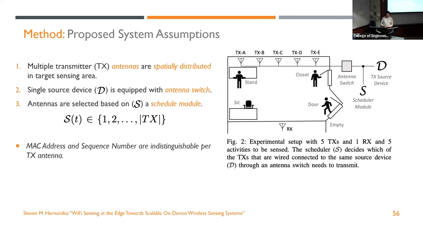Now, because we're using a single source device, the MAC address is exactly the same no matter what antenna we're using. The sequence number of the actual frame, the actual packets that are transmitted, is indistinguishable. So nothing is special about this system that would make it look obvious to anybody. It works just like any sort of Wi-Fi protocol.